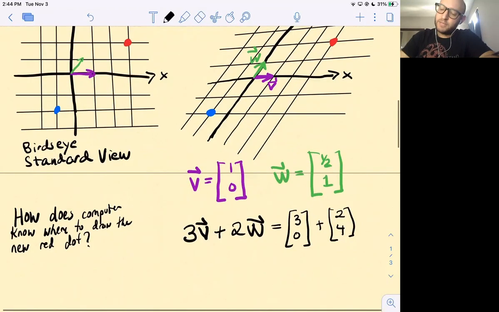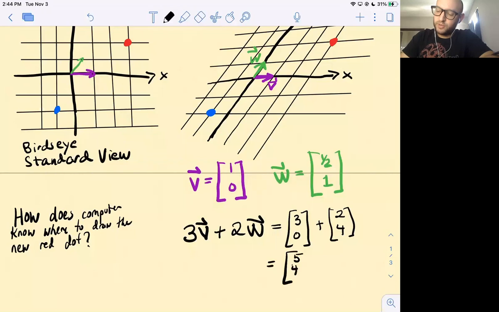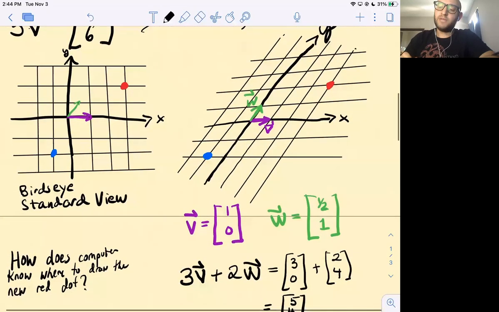And then adding them together, you find out in the old system where you belong, where the red dot was moved to. The red dot was moved to 5, 4. So 5, 4 is, if you change your perspective, where the computer will now draw the red dot.